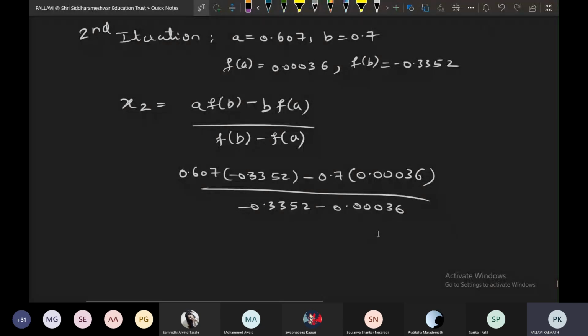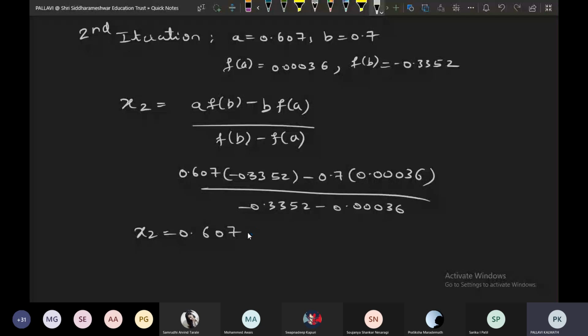Okay, check the answer for this. Keep it as 0.0036 only. It's fine. 0.607. How much? 0.607. Again, you got 0.607. Okay. So now compare your x1 and x2.